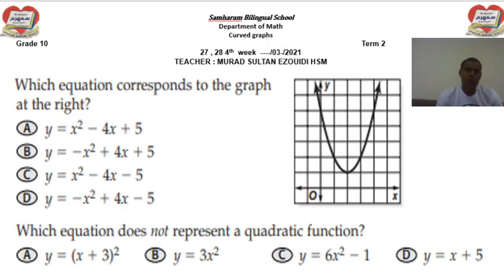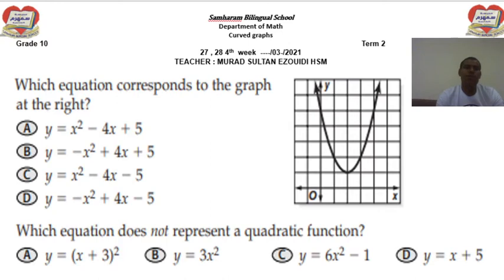Today we'll continue our lecture, the second part of curved graphs. Today is 27 March 2021 and 28 March 2021. So the title is Curved Graphs Part 2.